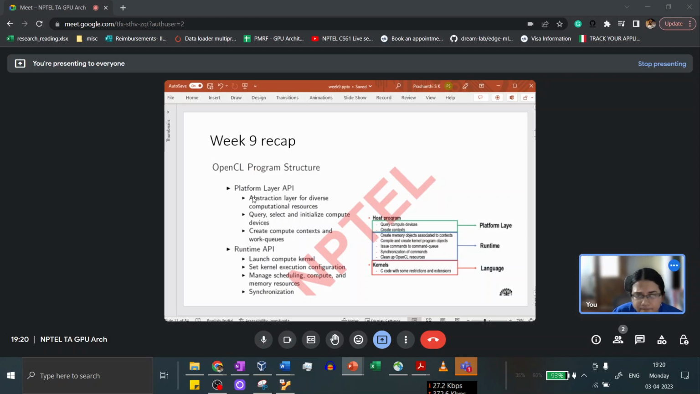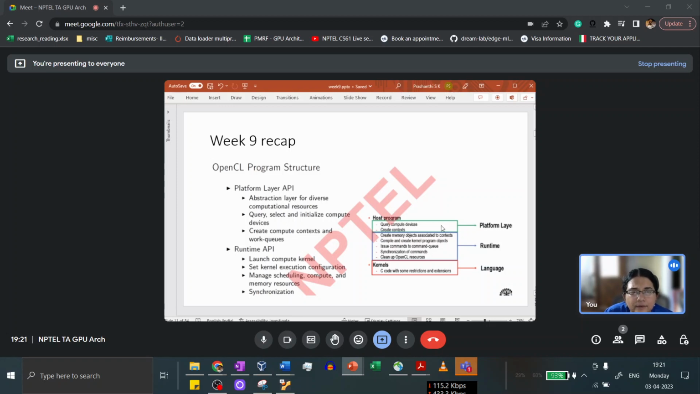So broadly, the APIs are divided into platform APIs and runtime APIs. Your platform API is an abstraction layer for diverse computational resources. So you can query. In class, I think we've seen examples on how to query and get what types of computational resources are available, and then you can select or initialize compute devices. You can do all of this using the platform API. And similarly, you can create contexts and work queues. We'll see a little bit about what these are. Then we have the runtime API, which is used to launch the compute kernel, set the execution configuration for the kernel, and manage scheduling, compute, memory resources, and synchronization. So broadly, this is what it is divided into.